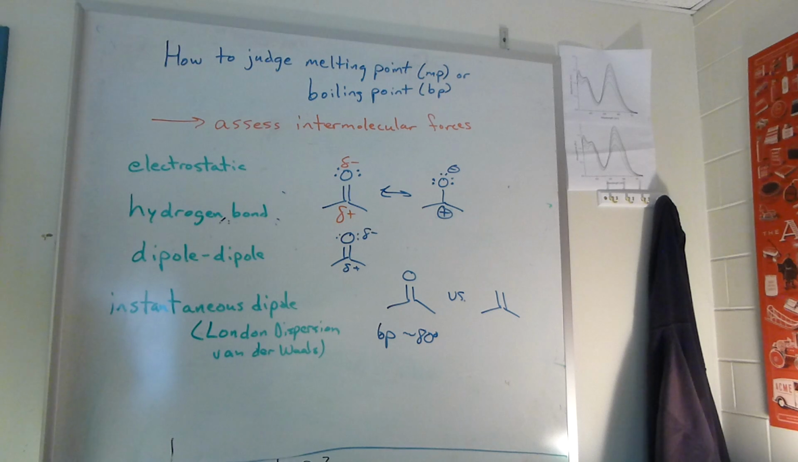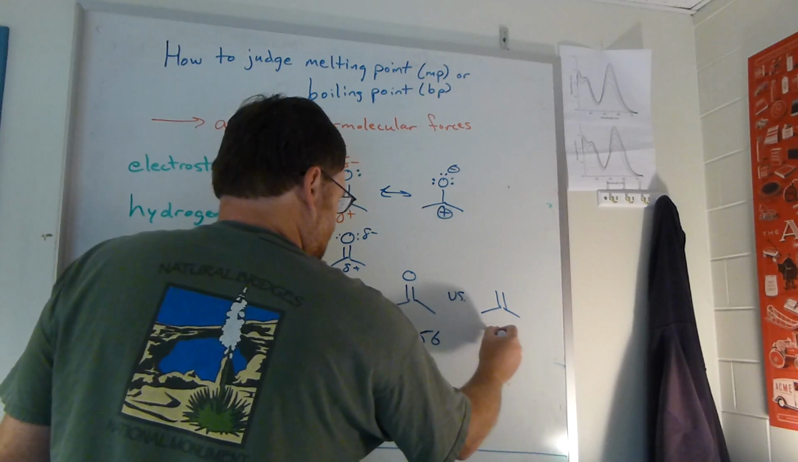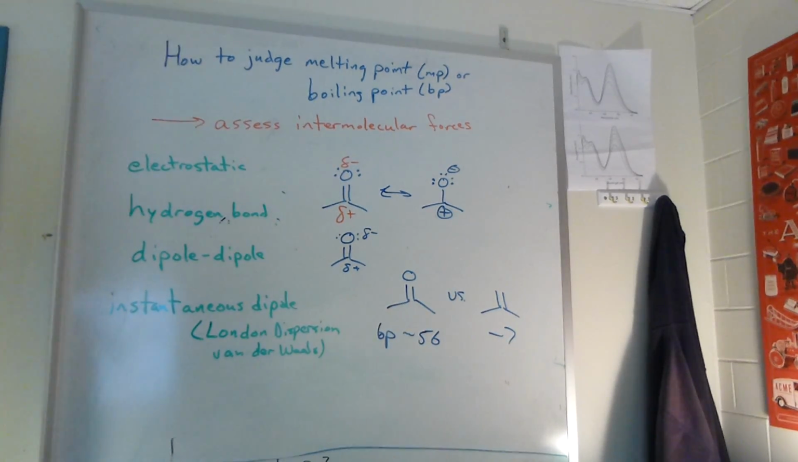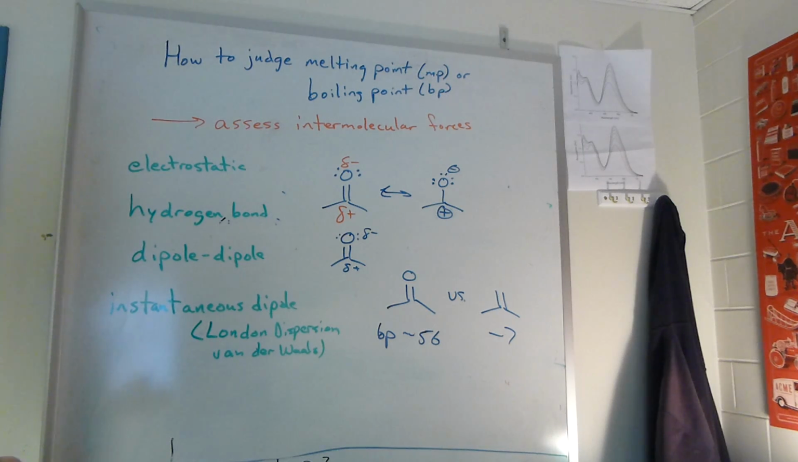Hang on, I've got that here. All right, sorry, not 80 degrees. I actually looked it up, so I know this. All right, so the boiling point of acetone is 56. Boiling point of isobutylene is -7. So about a 65 degree difference in boiling point just by making this bond polar. And again, that's just dipoles lining up.